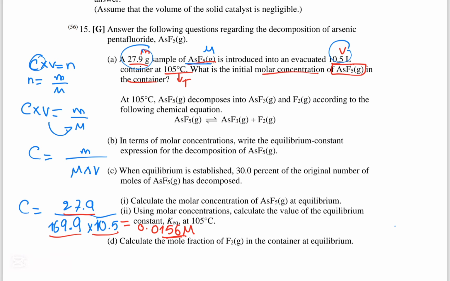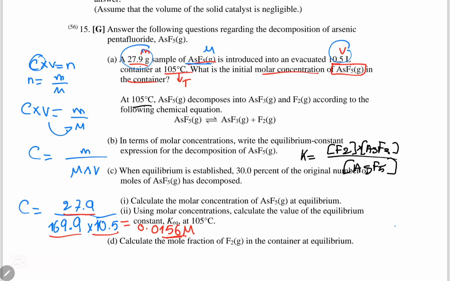Now, at 105 degrees Celsius, AsF5 decomposes into AsF3 gas and F2 gas according to the following chemical equation. In terms of molar concentration, write the equilibrium constant expression for the decomposition of AsF5. So the K is going to be equal to the concentration of products to the power of their coefficients divided by the concentration of reactant to the power of its coefficient. So this is it. Now, pay attention.